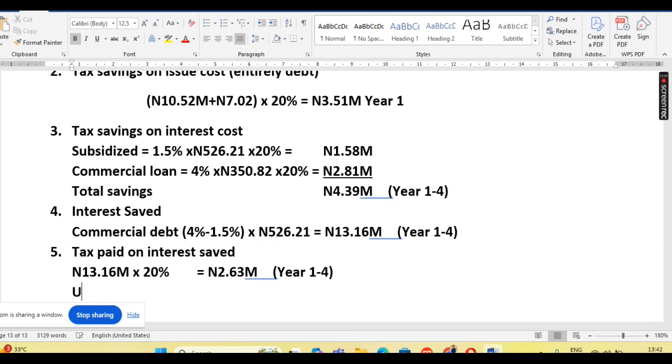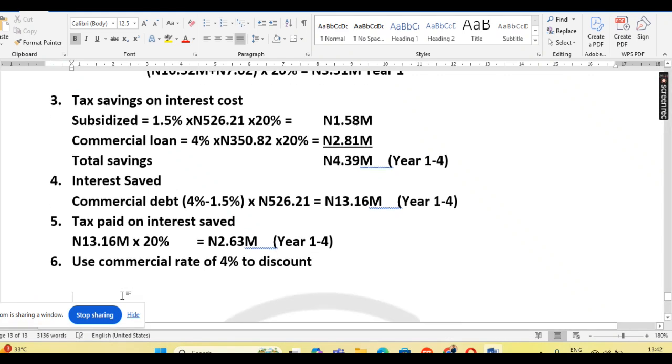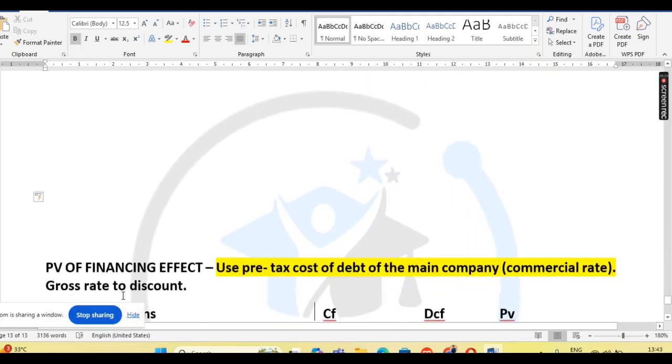Let me say step 6: use the commercial rate of 4% to discount. So we are done with the steps, right? Are we good? Class, are we good?